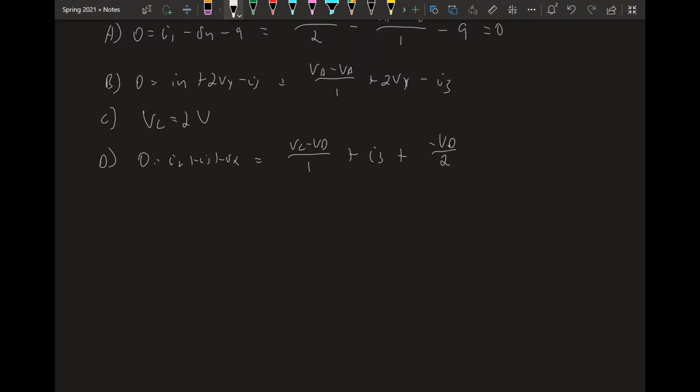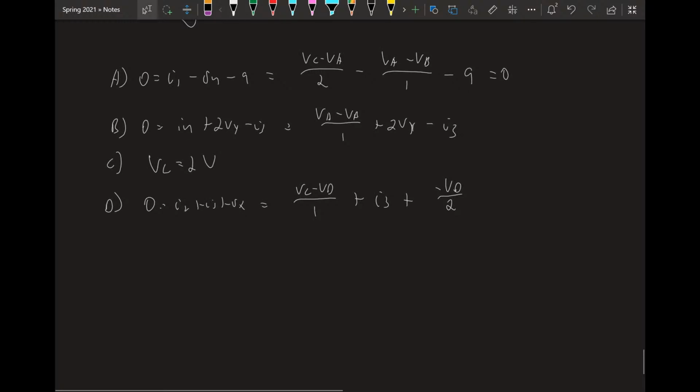And that is all of our node voltages, right? Let's stop and evaluate what we have. We have unknowns. So how many unknowns do we have?